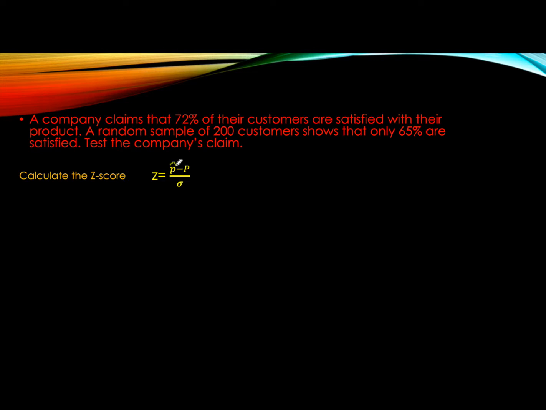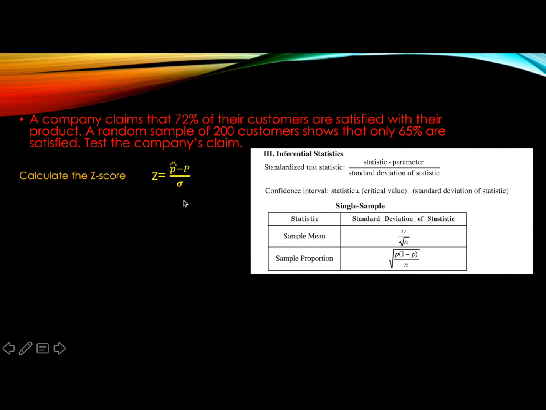P hat, this is our sample proportion, minus p, our claimed proportion, divided by standard deviation. If you look at section 3 of the formula sheet, you see this formula is right here, the first one. To find standard deviation, we look at this formula, square root of p times 1 minus p divided by n, since we're dealing with sample proportions. Let's plug in all the information.